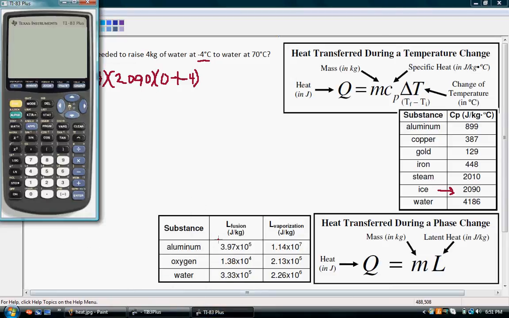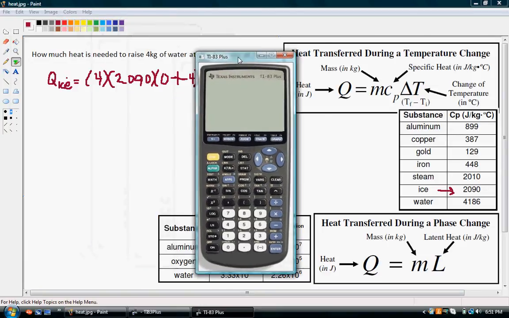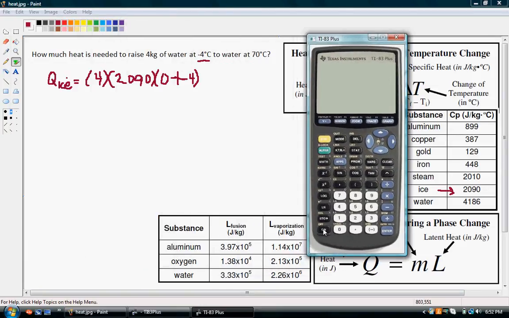So let's go ahead and plug this into our calculator and calculate the heat that it takes to get this to the melting point. So 4 times 2090 times, and we can go ahead and type this in, 0 minus -4. Alright, and we get 33,440. Alright, and notice if we say 4 times 2090 times 4, it gives us the same thing.